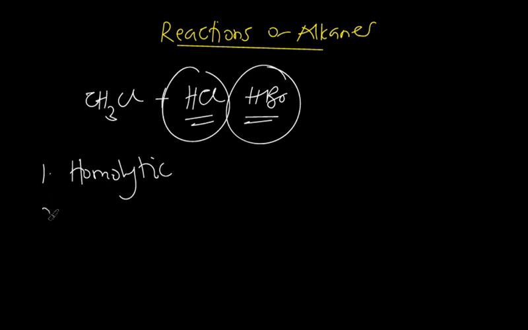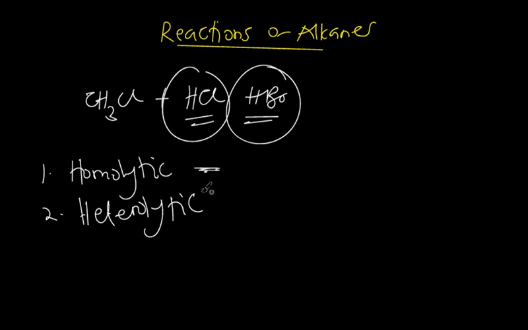We have the homolytic, and then two, we have the heterolytic. Now the homolytic cleavage, the first one over here, is the bond breaking where an electron from the bonding pair in the bond is equally distributed among the atoms.